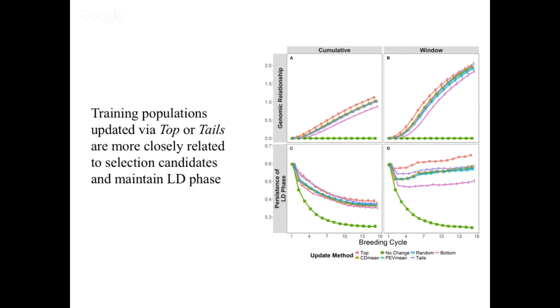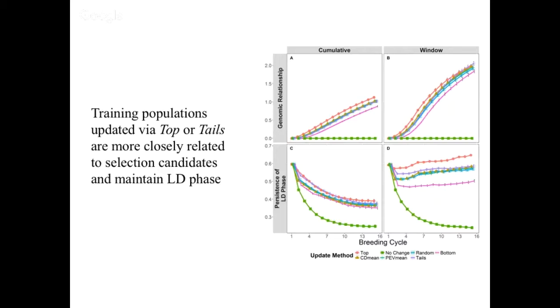So for the genomic relationship, we see that updating with the top method and the tails method gives us a training population that's more closely related to the selection candidates. So we're capturing those genomic relationships, we're capturing the information that's necessary to make accurate predictions. At the same time, these 2 methods also result in more consistent patterns of marker QTL LD between the training population and the selection candidates, where we see that these 2 methods give us the highest persistence of LD phase.